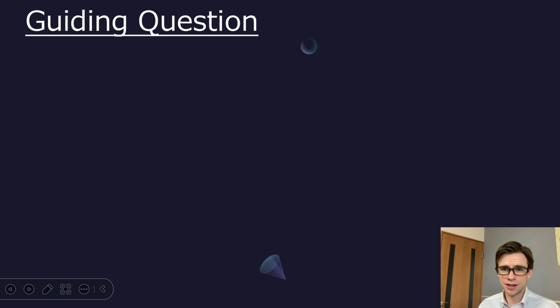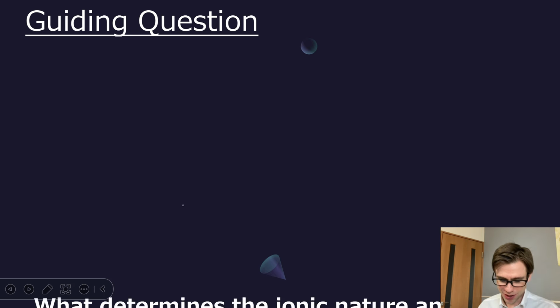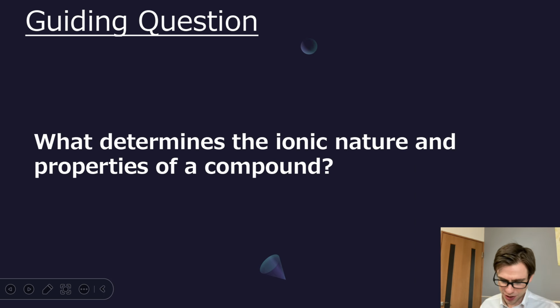That brings us to the end. This video is getting long, so our guiding question was, what determines the ionic nature and properties of a compound? So its properties and nature are things like its melting point, boiling point, solubility, conductivity. What determines those? Well, it's really the electronegativity, right? The electronegativity difference between the cations and anions, their radius, the geometry of the crystal structure. Those things determine the nature of the actual compound material itself.